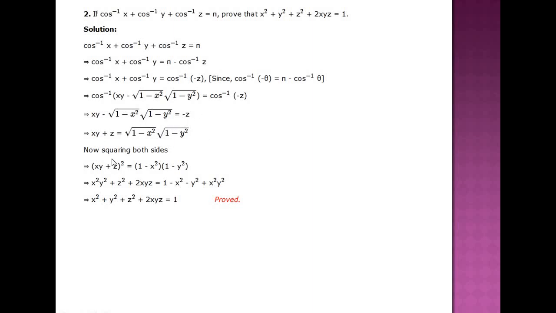Now you square both sides to get rid of this square root sign. So when I square both sides, xy plus z the whole square is x square y square plus z square plus 2xyz, by using the identity of a plus b the whole square. And here I am opening the other side: 1 into 1 is 1, 1 minus y square minus x square plus x square y square. Then shift this to one side, you are left with 1 on the RHS, and that's what we needed to prove.